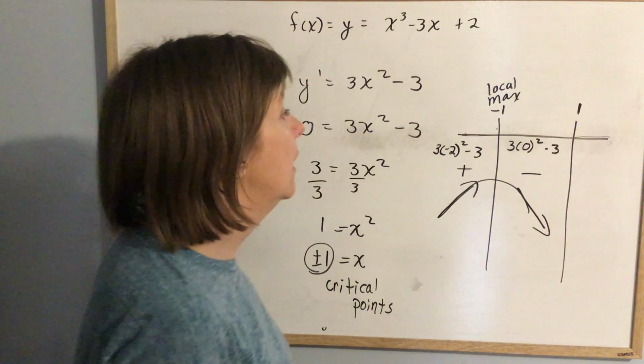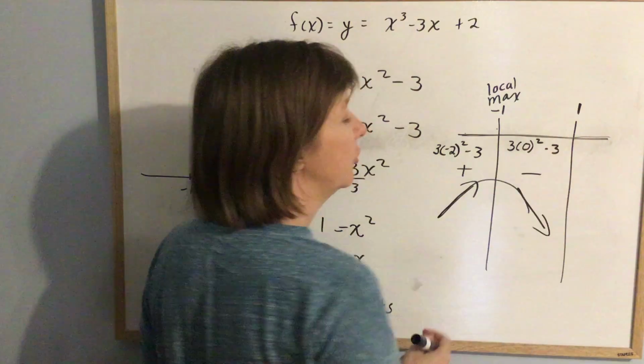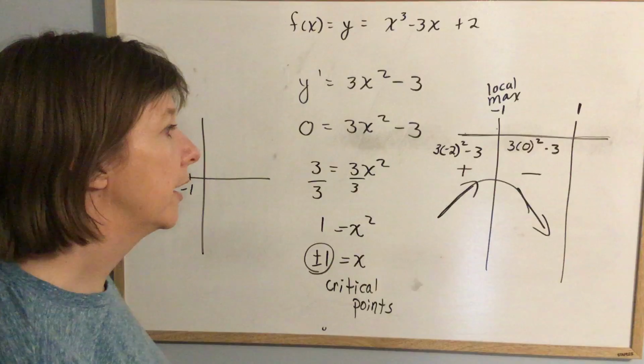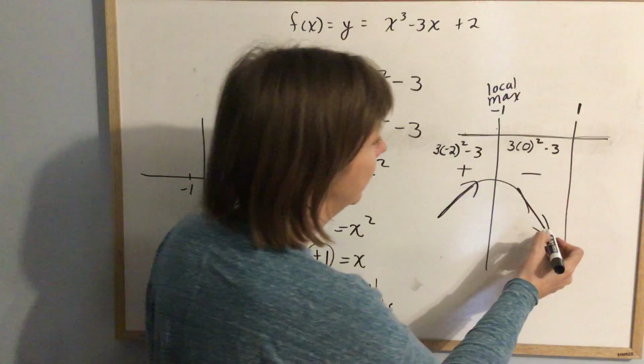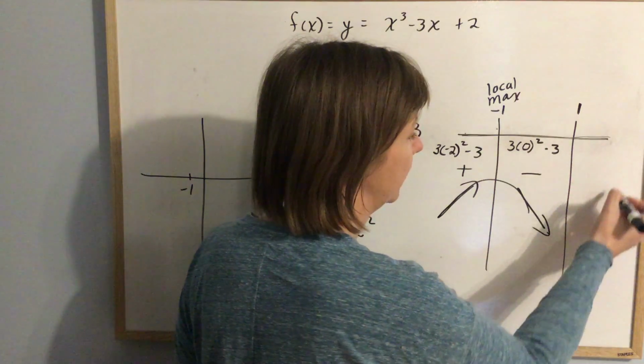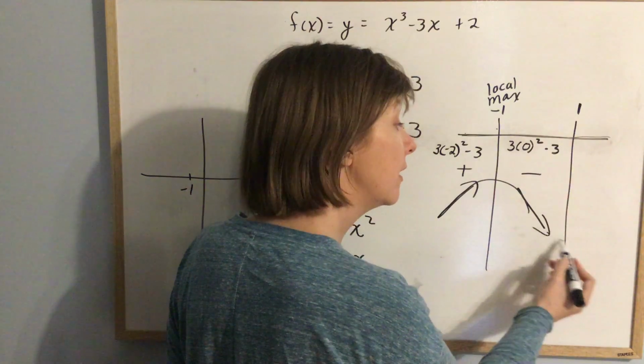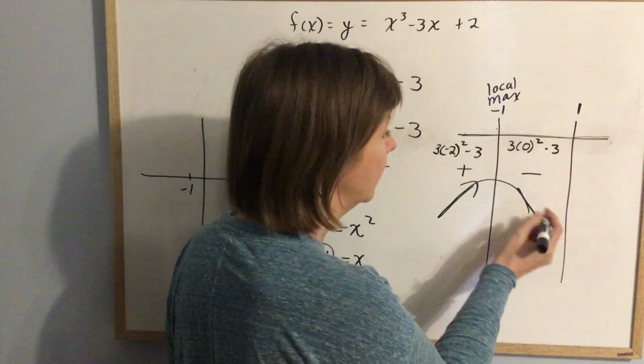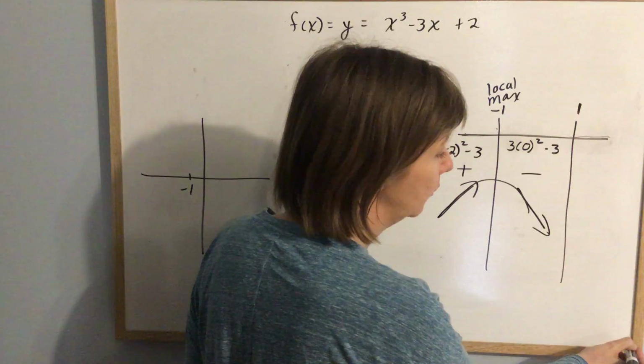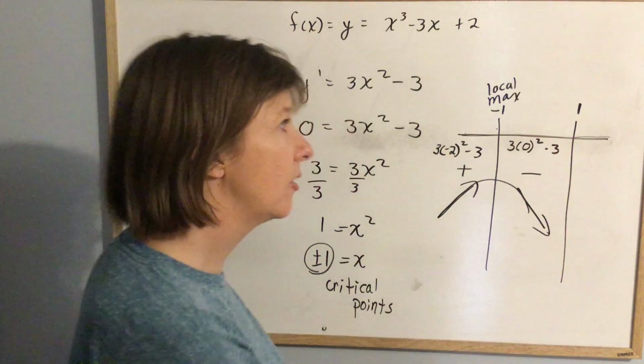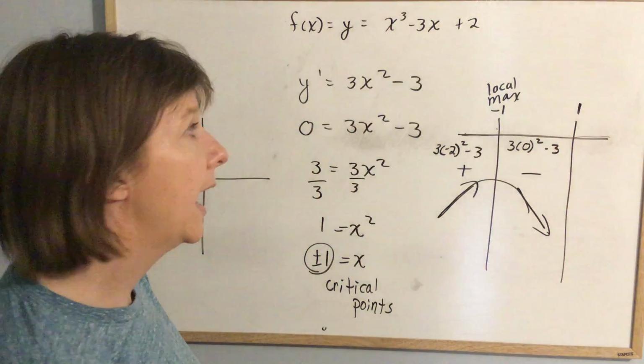I already know that. And then I have to check after 1 because I need to know, is this graph going to change direction again and go up? Because if it does, then I have a local minimum here. If it just continues downward the whole way, then that's not a local minimum. So I need to find out what I have.